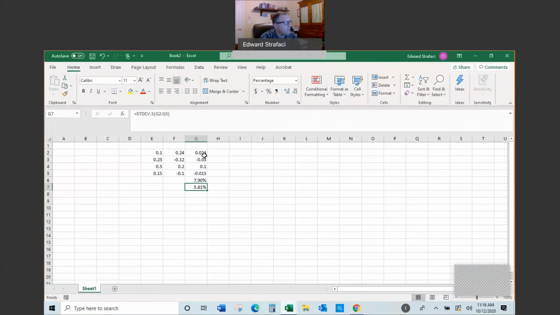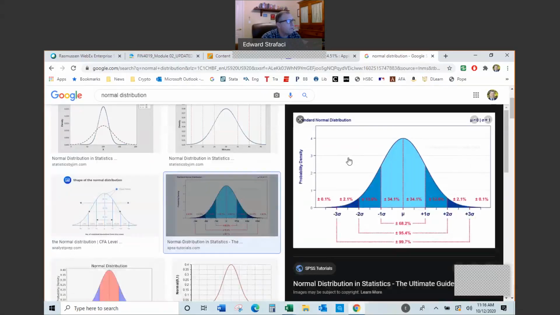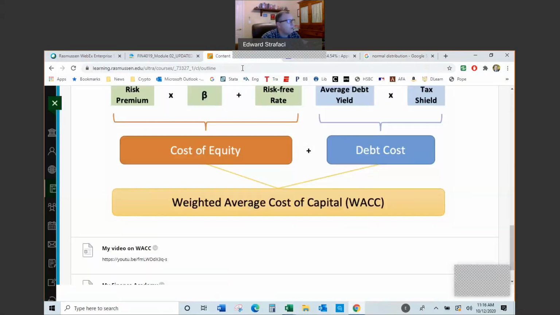So if I have two stocks with the same expected return, but one has a higher standard deviation than the other, that stock is going to have more risk. And that's really what you want to pull away from this. Okay? That's what you want to pull away from this. All right?